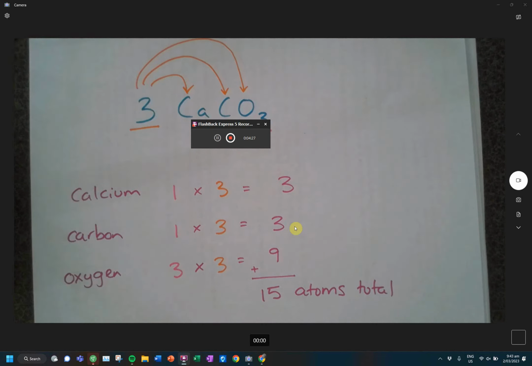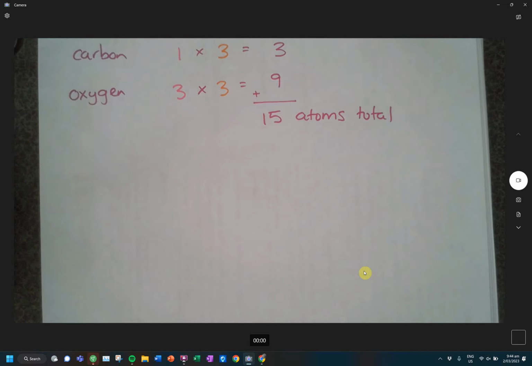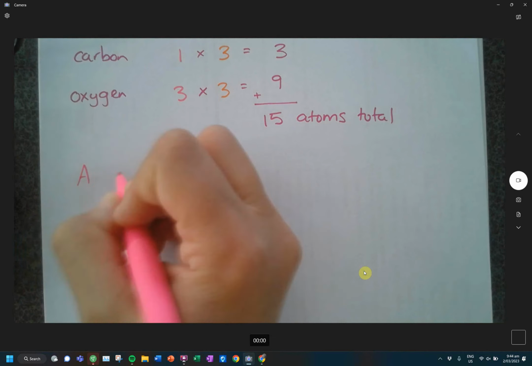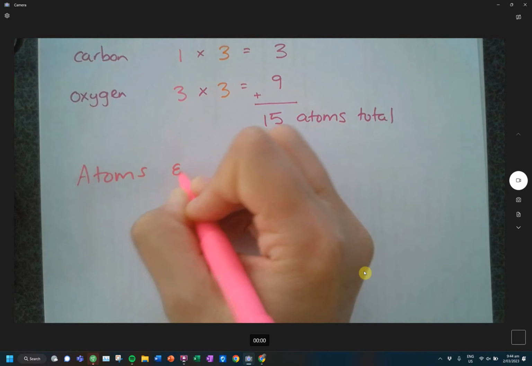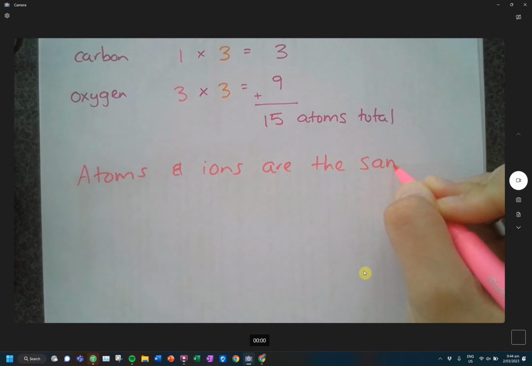Okay. I'm going to be writing some statements down, and I want you to give me a thumbs up if you think that statement is true, or a thumbs down if you think that statement is false. Thumbs up if you think my statement is true, thumbs down if you think my statement is false. So my first statement for you guys is: atoms and ions are the same thing. You don't need to copy this down, but if you feel like you need to, you're more than welcome to.